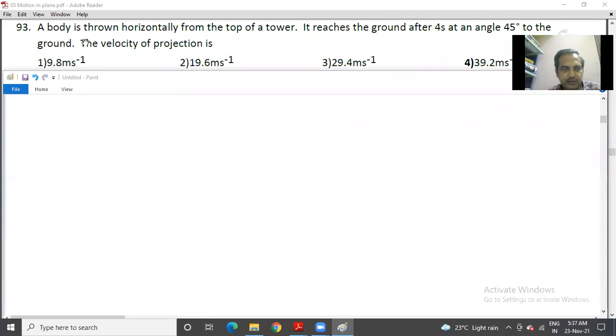Let us proceed with the next question. A body is thrown horizontally from the top of a tower. It reaches the ground after 4 seconds at an angle of 45 degrees to the ground. The velocity of projection is?